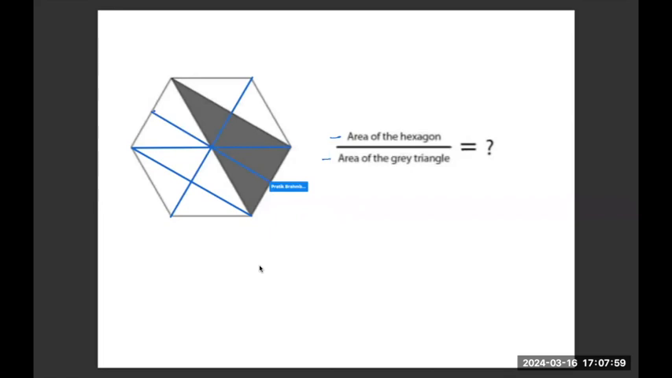Now, if you look at this diagram that I have drawn here, all the triangles that are getting formed in the hexagon are of the same size. So all I will do right now is count the number of triangles getting formed in the whole hexagon, not in the gray part. Okay. 1, 2, 3, 4, 5, 6, 7, 8, 9, 10, 11, and 12. So we have 12 triangles getting formed in the whole hexagon.